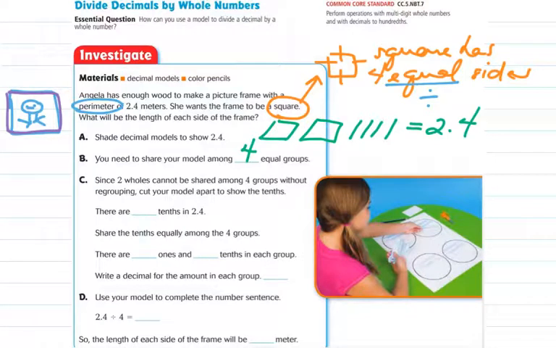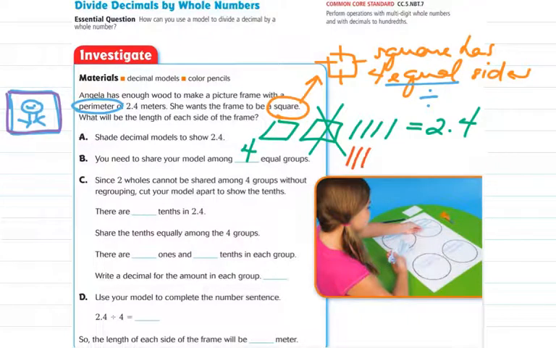We're on step C. Since 2 wholes cannot be shared among 4 groups without regrouping, we're going to cut our model apart to show tenths. We're going to do this in class, but I want to make sure that we can do this together now. So we're going to cut apart this flat, which is a whole, and replace it with 10 tenths, which I'm going to do in a different color so that you know that they're not the original.